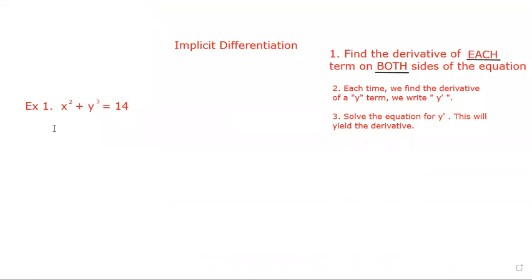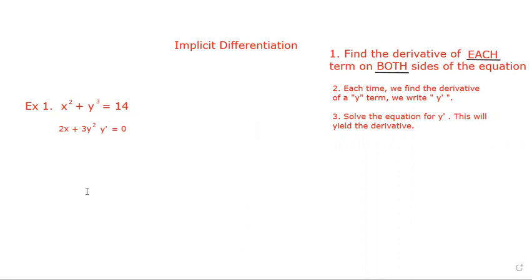So the derivative of x squared is what? 2x. The derivative of y cubed is 3y squared. Now, that's a y term, so it's 3y squared y prime. And now the derivative of 14, we know the derivative of any constant is just 0.